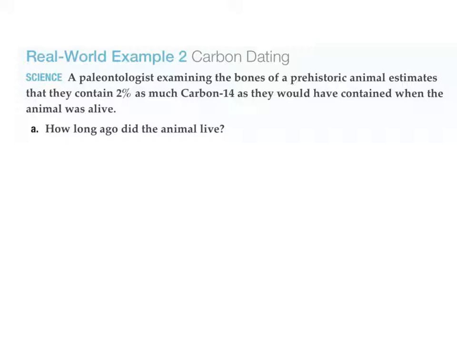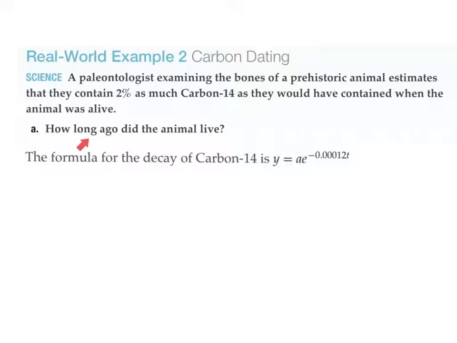okay, we know our K value. K is still that negative 0.0012. How long ago tells me which variable am I looking for? How long ago? Years or time. We're looking for time. So we're trying to solve for t. Okay, that's our goal. We're trying to solve for t.